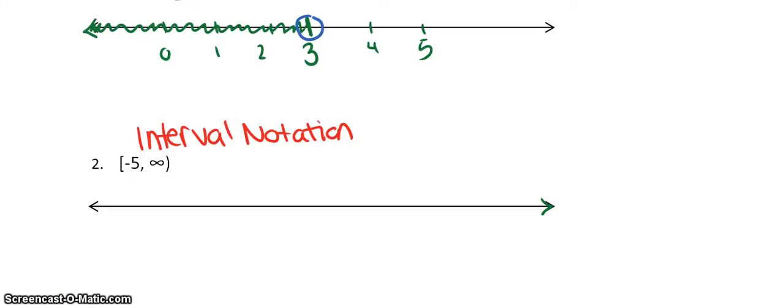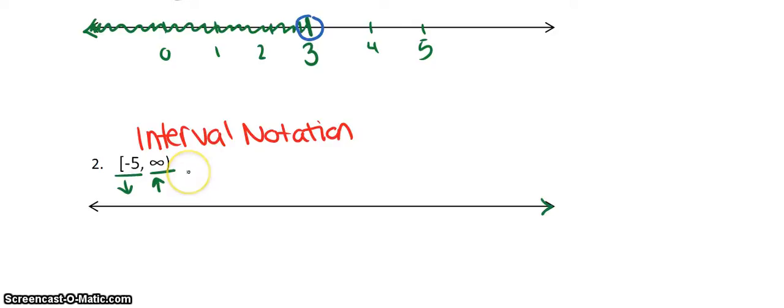Interval notation is good for writing all the numbers between a starting point and an ending point. So on the left, you're always going to write your lower bound or your lowest number, and on the right, you're always going to write your upper bound or your highest number.